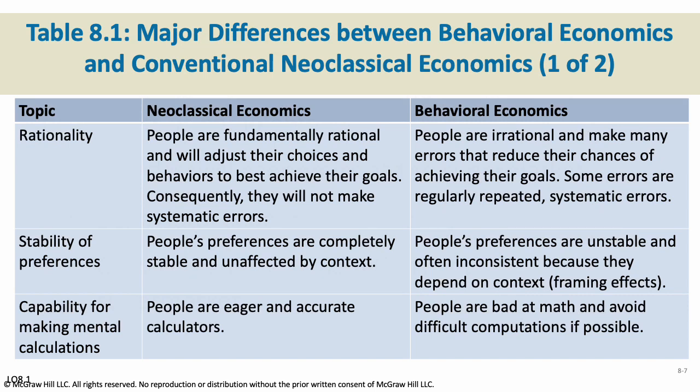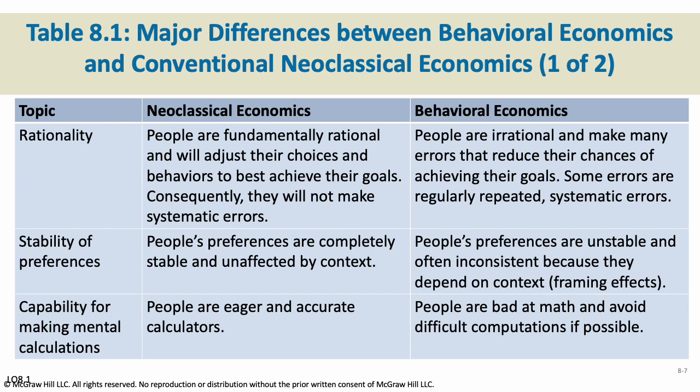So what's rationality? Rationality meaning people are going to operate in a way that's always beneficial to them, logically, all of that. Neoclassical economics, how does it explain it? People are fundamentally rational, and they're going to adjust their choices and behaviors to best achieve their goals, and they won't make systematic errors. Behavioral economists believe the following. People are irrational and make many errors, reducing their chances of achieving their goals. And some can be regularly repeated, often also known as systematic errors.